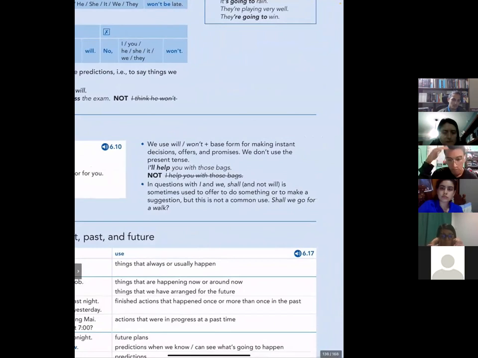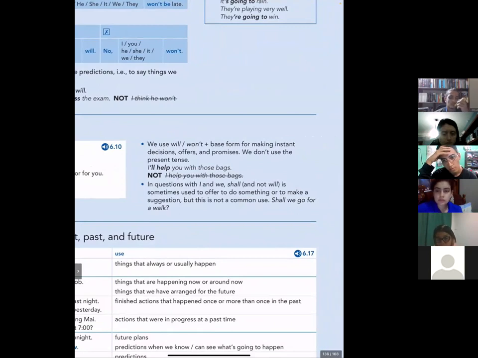Let's take a look at the part that we have over here. We use will and won't plus base form for making instant decisions, offers, and promises. We don't use the present tense. I'll help you with those bags. In questions with I and we, shall and not will is sometimes used to offer to do something or to make a suggestion, but this is not a common use. Shall we go for a walk, for example?